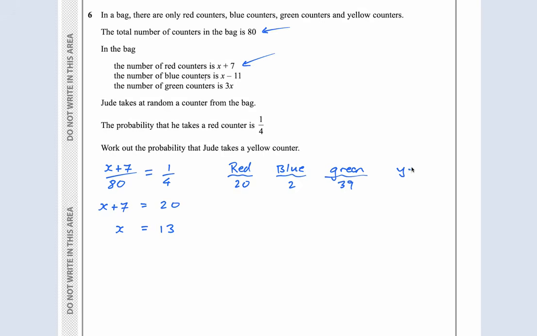Okay, now, if we have this many for red, blue, and green, then what's left is going to be yellow. So that's 41, 51, 61. There's 19 left to give me a total of 80. And now I can just do probability of yellow is equal to 19, because it's 19 yellow, over 80. And that is it.